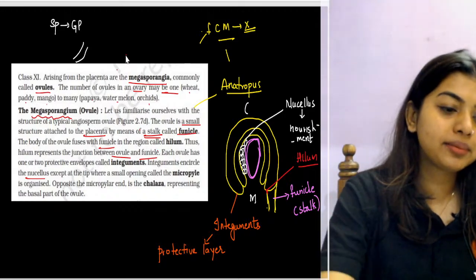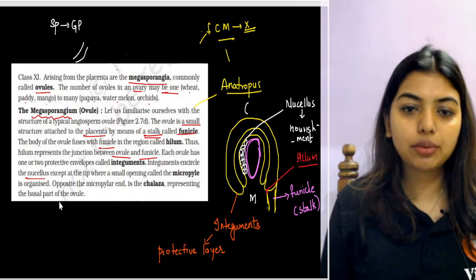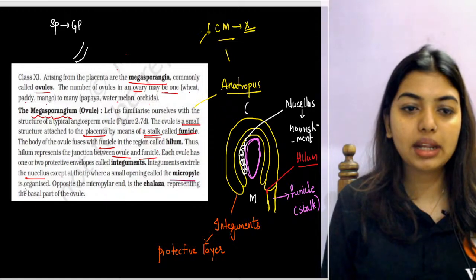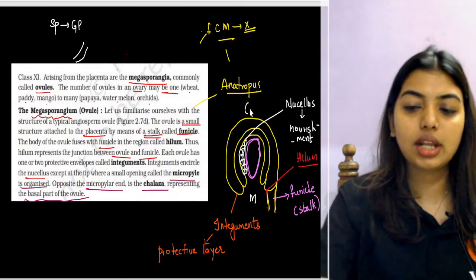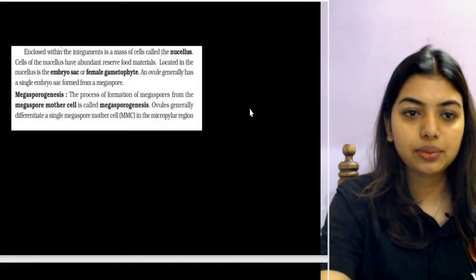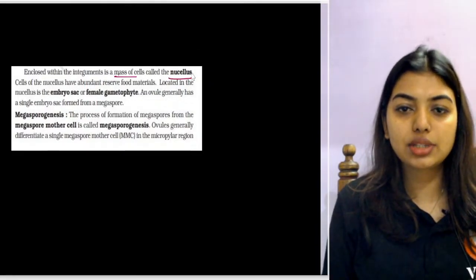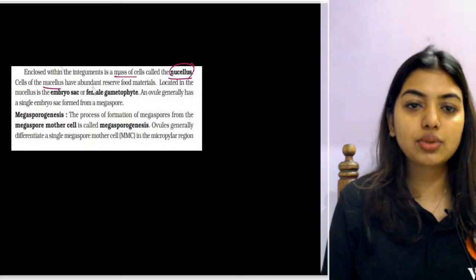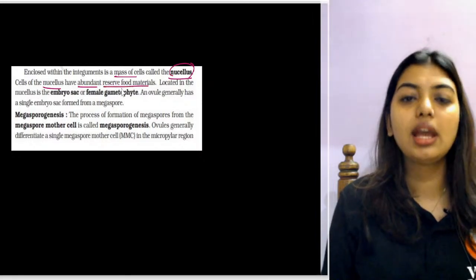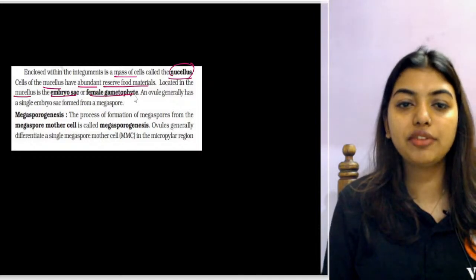Is it clear? Okay, micropylar. A small opening called the micropyle is organized. Opposite to the micropylar end is the chalazal end, representing the basal part of the ovule. So here, this is the chalazal end. Now, enclosed within the integuments is a mass of cells called the nucellus, which I drew for all of you so you will understand. Cells of the nucellus have abundant reserve food materials. Located in the nucellus is the embryo sac or the female gametophyte.